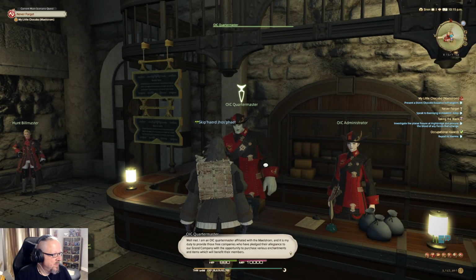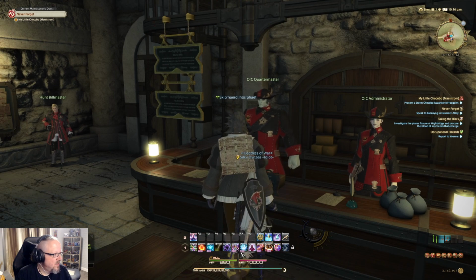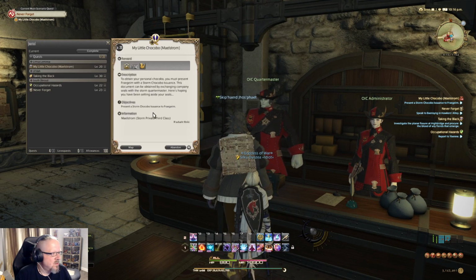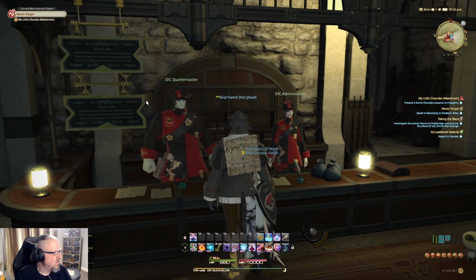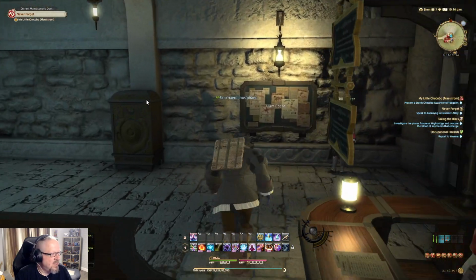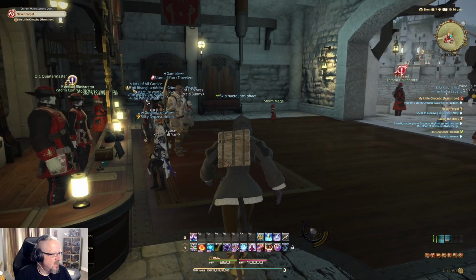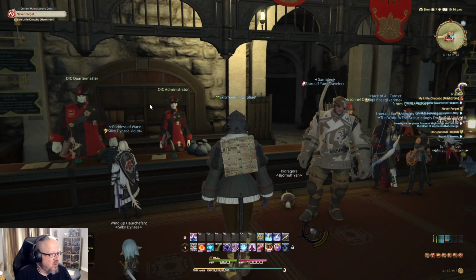What? Do I have to... What? Hold on. Company seal... Oh, this is not the Storm Quartermaster. I need the Storm Quartermaster. He's wearing the Storm uniform.